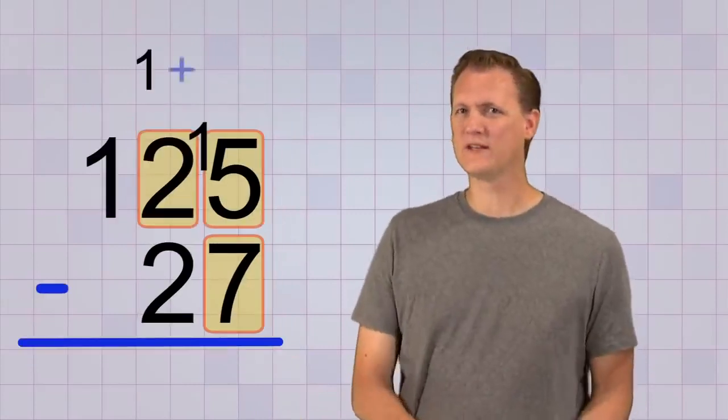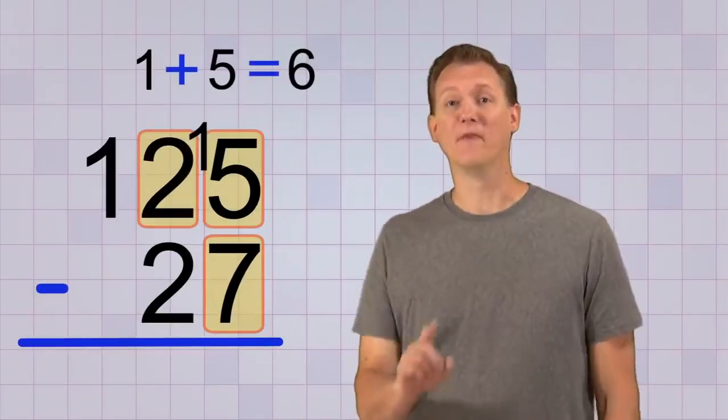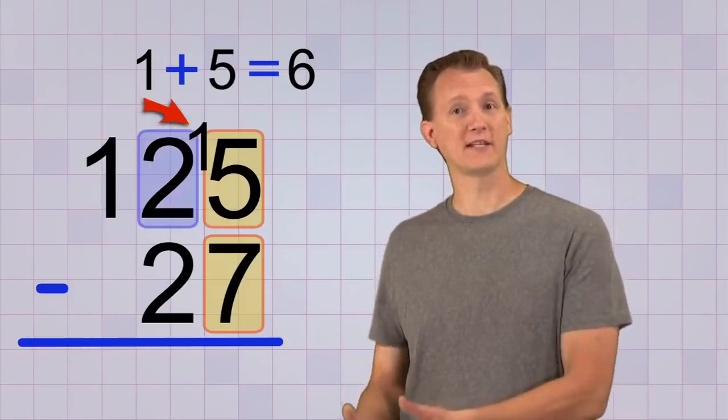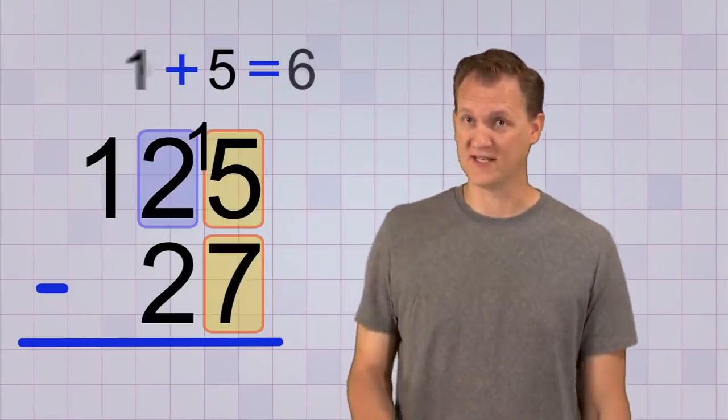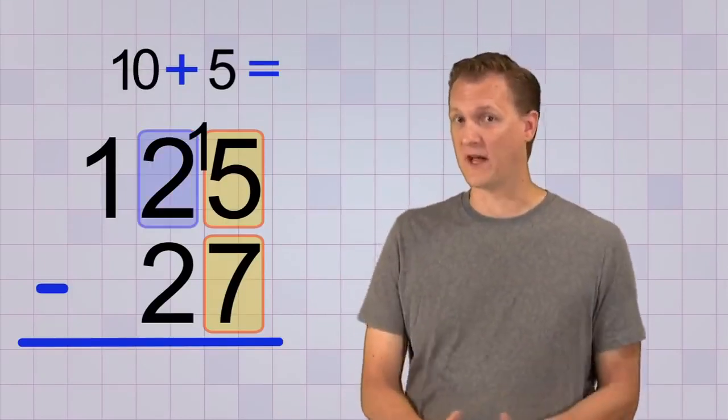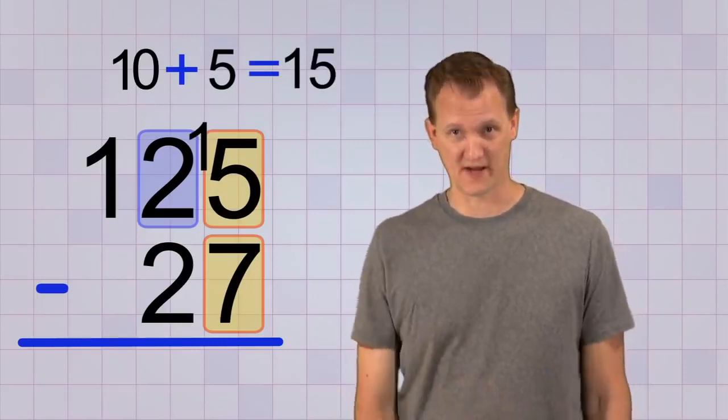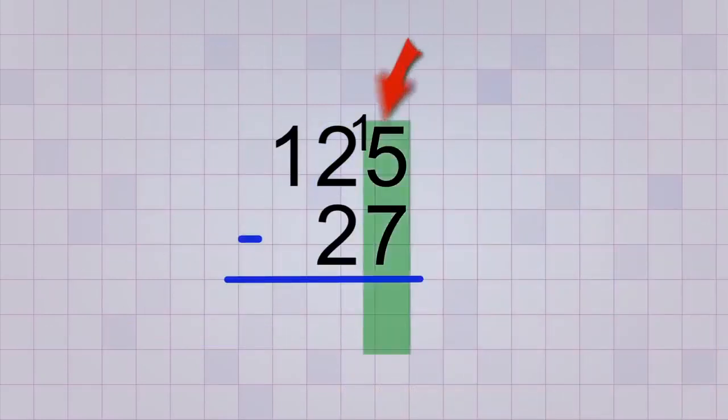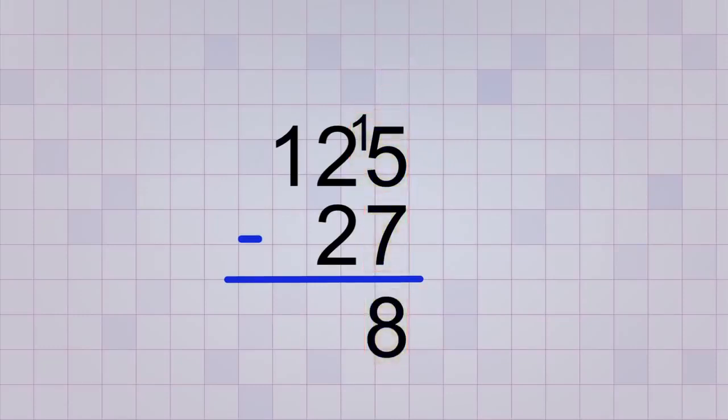But if you just add 1 to 5, you'd get 6. But fortunately, this 1 came from the next number place, and it really represents a 10. And when we add 10 to 5, we get 15, which is big enough. Now, instead of this column being 5 minus 7, it's 15 minus 7. And 15 minus 7 equals 8. Okay, we've got the first digit of our answer.